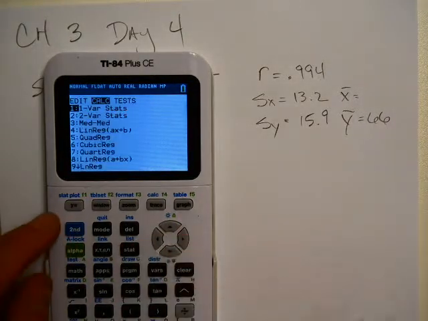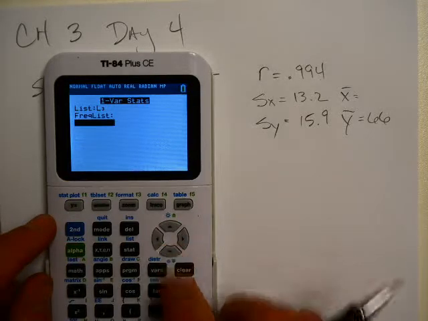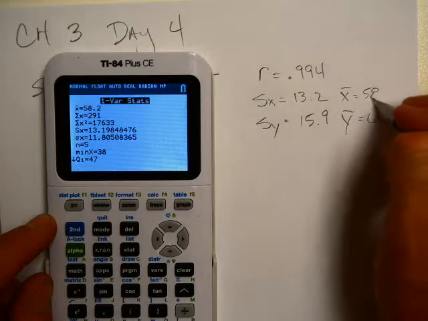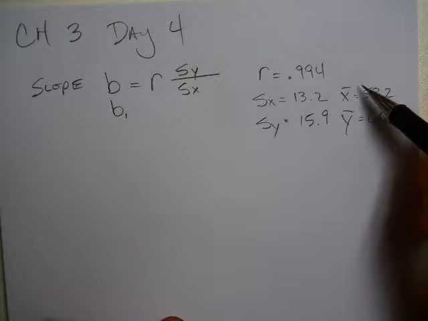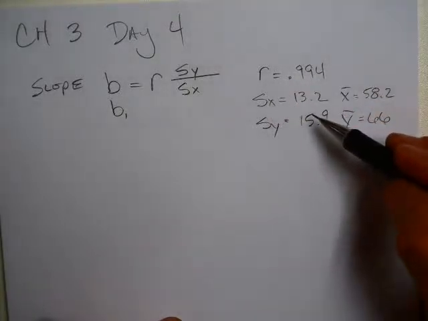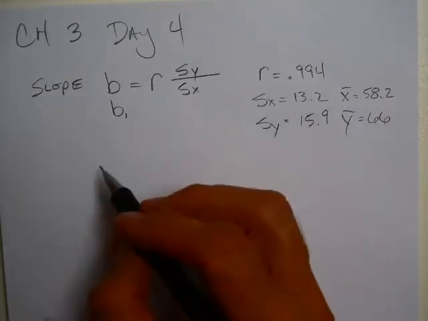And going back, get the average of L3. That's 58.2. So we'll hang on to those two. I don't need those right now. I need these three guys here. So I'm going to calculate the slope of the line of regression using this formula.